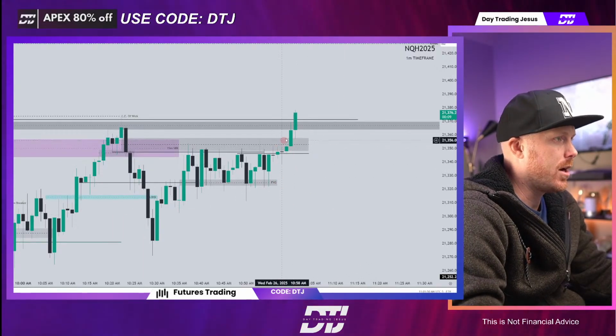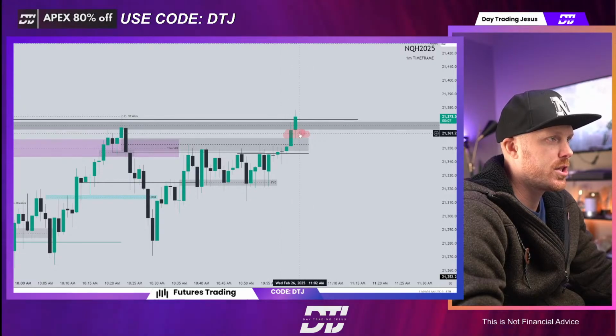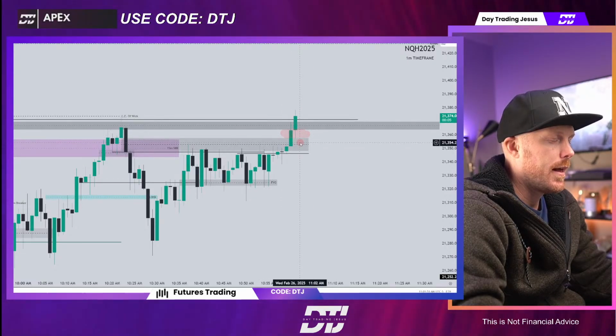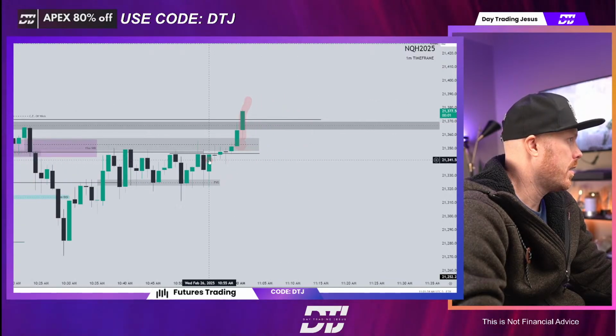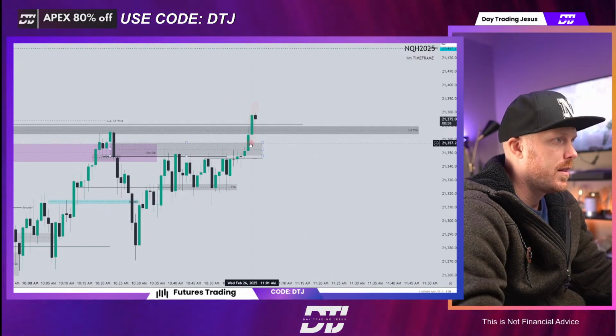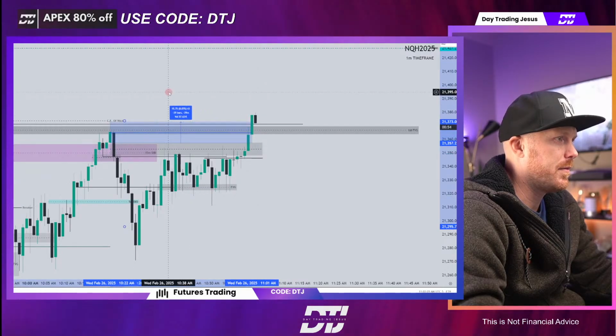Nice trade that played out. Inversion. Again, I was talking and doing a rant. I wanted it to come just a little bit deeper. Hit our target. That would have been, if I took that to this high, 15 handles.